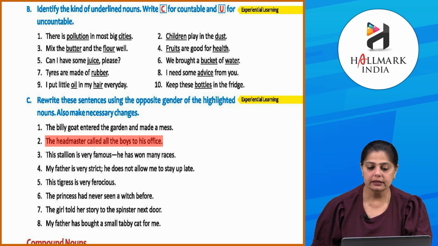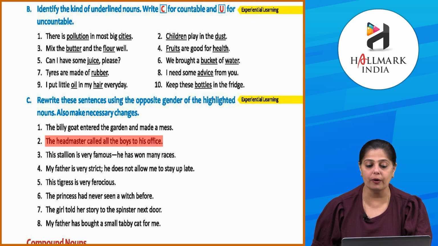Clear? Now, this stallion is very famous. He has won many races. This mare is very famous. She has won many races. Clear? Now, quickly do the remaining sentences by yourself.